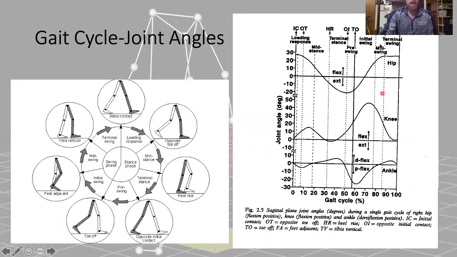So let's take a look at this first one, and let's go ahead and break it down. We're going to talk about joint angles at specific joints during the gait cycle. So the first thing that we will want to do is take a look at the description, sagittal plane joint angles. So we're sagittal plane, right? Just like we've been talking about, in degrees during a single gait cycle. So heel strike to heel strike of the right hip.